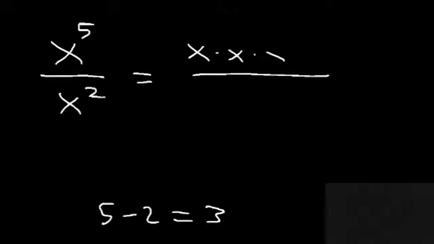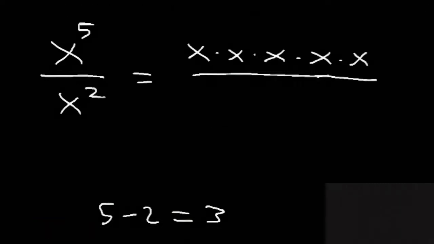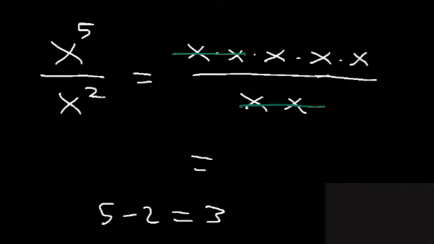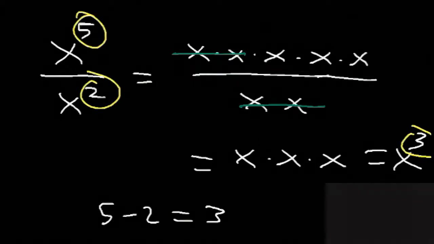x times x times x. It's 5 x's multiplied to each other. X squared is simply x times x. So you can cancel 2 x's on top and on the bottom, and you're left over with 3 x's, which is therefore x to the third. So it's the same as doing 5 minus 2, which is 3.